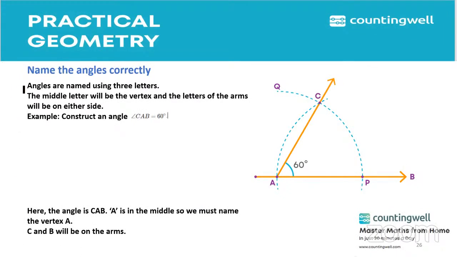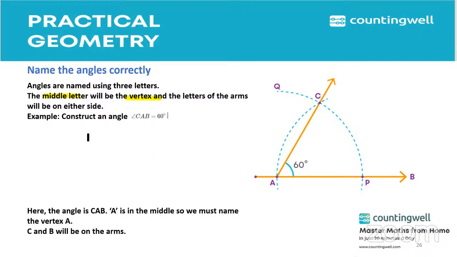Next, let us see how to name the angles correctly. We know that the angles are named using three letters. For example, here we have CAP, or we can name it as PAC, but you cannot name it as PCA. You have to make sure that the middle letter is always the vertex of the angle, and the letters of the arms will be on either side.